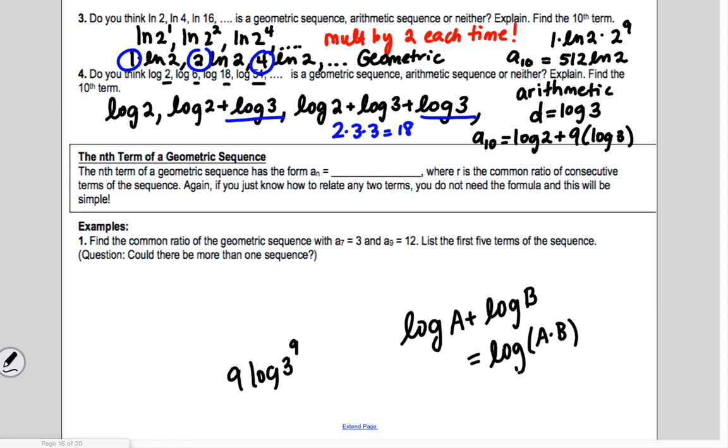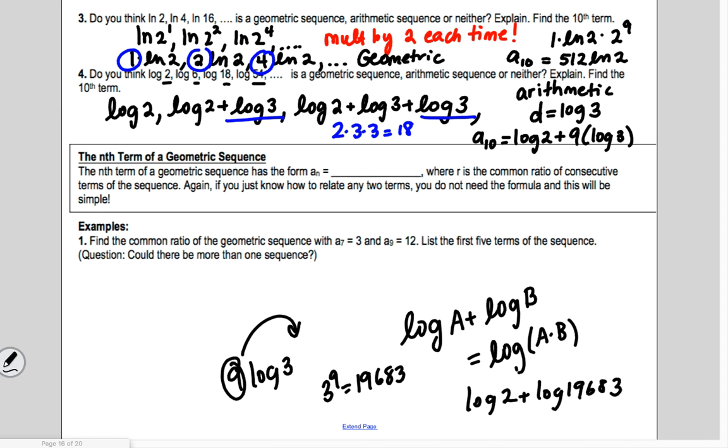That's like a 9 out front. We can pull it up as a power. You know what I'm saying? So we're going to do 3 to the 9th. So 3 to the 9th is 19683. And then we have log of 2 plus log of 19683. So what do we have to do? We're going to add those two, or we're going to multiply by 2. So this answer, the 10th term, is log of 39366.